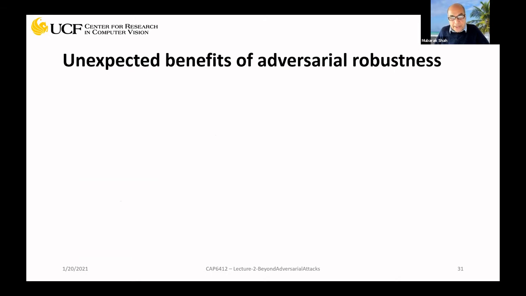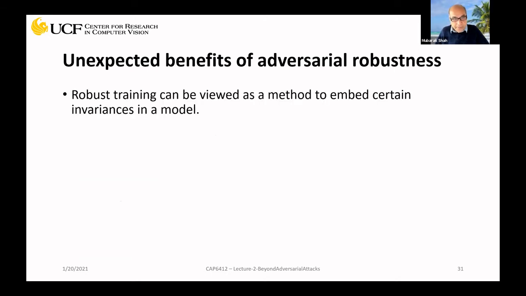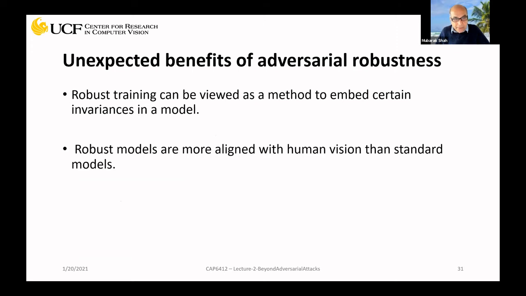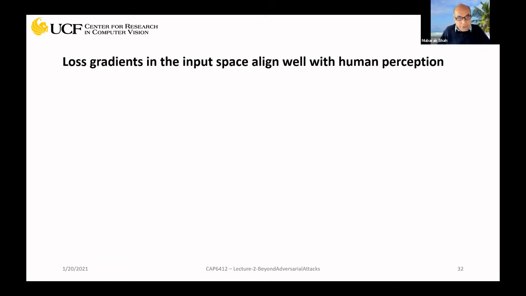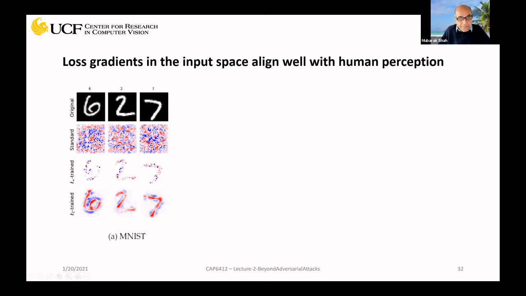The second point is that there are some benefits of adversarial robustness, and it can be viewed as a method to embed certain invariants in the model. Robust models are more aligned to human vision than standard models. So we can look at the loss gradient and how it looks. What we are showing here is the MNIST data set, and these are the original images. We are showing the gradient at each pixel.